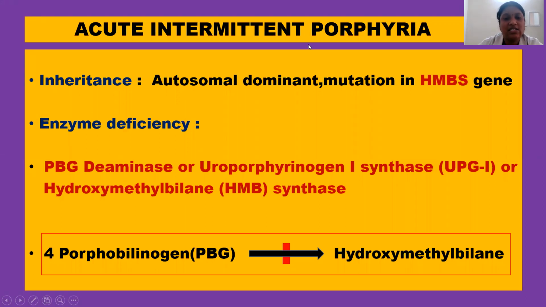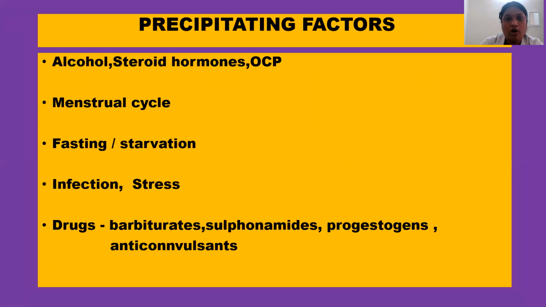Now we'll see in detail about each porphyria. Acute intermittent porphyria is an autosomal dominant inherited disease and there is a mutation in the HMB gene. So because of this, the hydroxymethylbilane synthase enzyme is defective. It is also called porphobilinogen deaminase or uroporphyrinogen 1 synthase. So what happens because of this? The conversion of porphobilinogen to hydroxymethylbilane will not happen. So because of this, there will be accumulation of porphobilinogen.